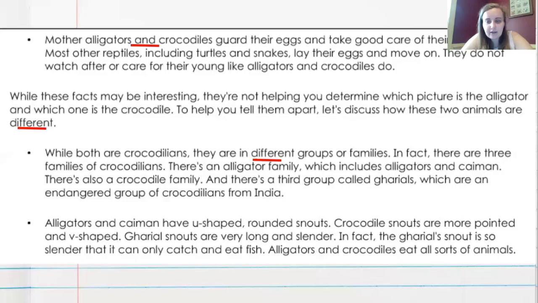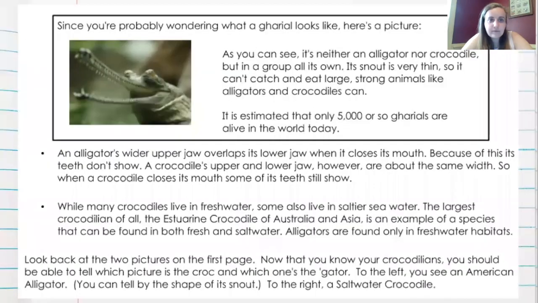Alligators and crocodiles eat all sorts of animals. So you're probably wondering what a gharial looks like. Here's a picture. It's right here. They look a lot different than the alligators and crocodiles. As you see, it's neither an alligator nor a crocodile, but it's in a group all of its own. Its snout is thin, so it can't catch and eat large, strong animals like alligators and crocodiles can. It's estimated that only 5,000 or so gharials are alive in the world today.